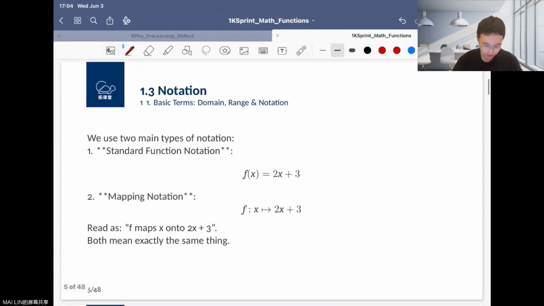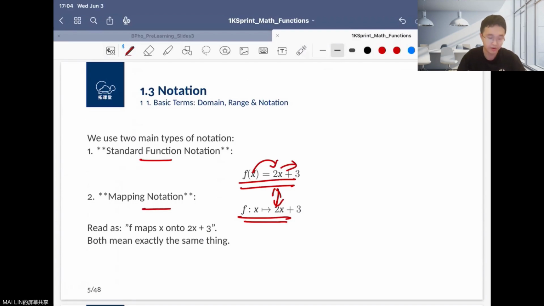For example, let's understand the function f(x) equals 2x plus 3. That means each input we first multiply by 2 and then add 3, and that's the final answer for the output. Also, the function x maps to 2x plus 3 has the same meaning, but it's another kind of notation, okay? So that is the standard function notation, and here is the mapping notation. You can use either in a task, but most of the time we use the first kind of notation, okay?